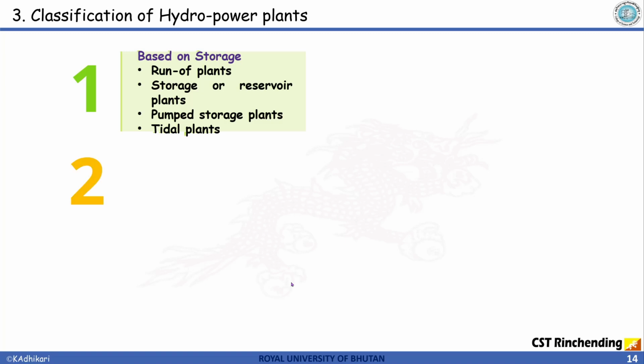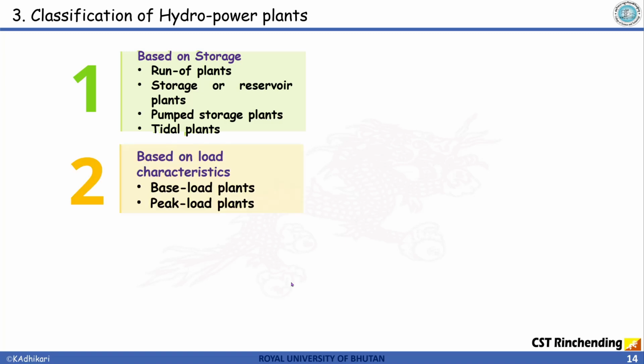The second way of classification is based on the load characteristics. Load characteristics in the sense, it's about when the hydropower plant is functional, at what peak, whether it is functioning during the peak hour or whether it is functioning continuously. So it depends upon what kind of load characteristic there is in the country when the power is generated. That is how the power plants have been classified.